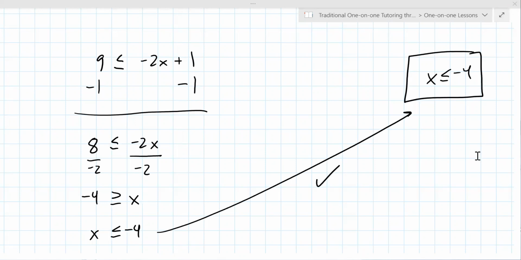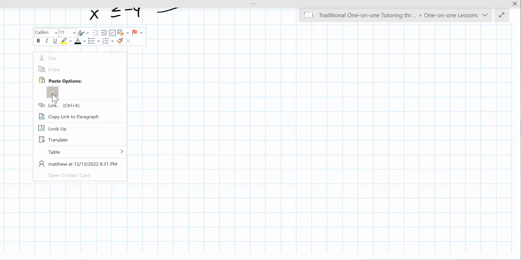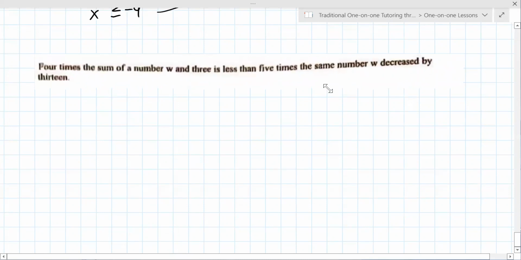All right. So the next type of questions I'm seeing that there were some issues with are these translation questions. Are you taking a foreign language right now? No. Not yet.